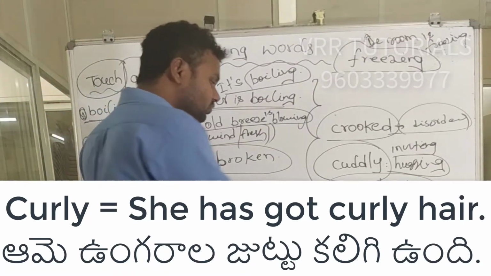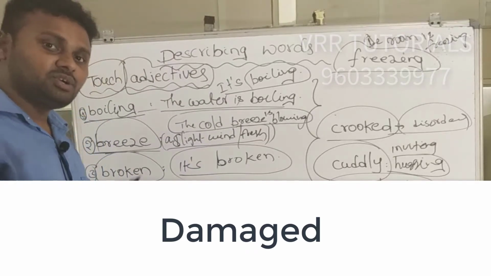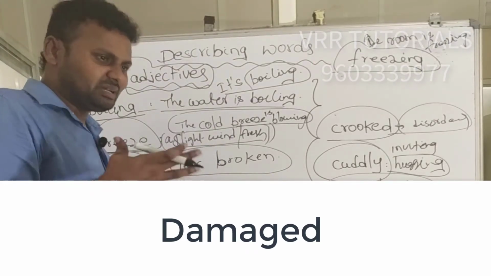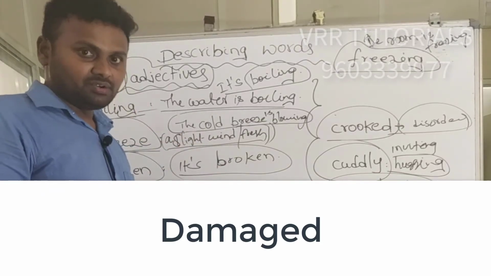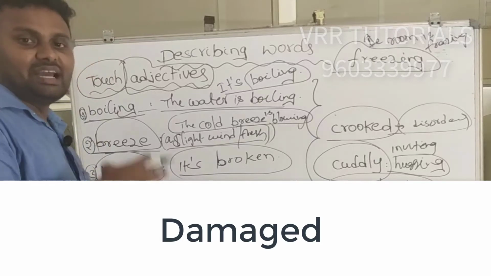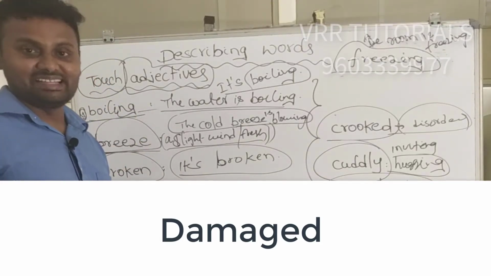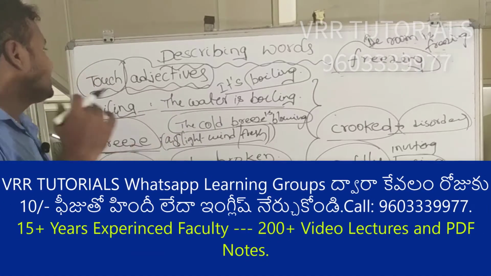So the next one is damaged. Damaged also means something broken, torn up. So the shirt is damaged. The book is damaged. పాడైపోయింది అంటే broken into pieces, like that. Damage. So these are the describing words, especially touch adjectives.